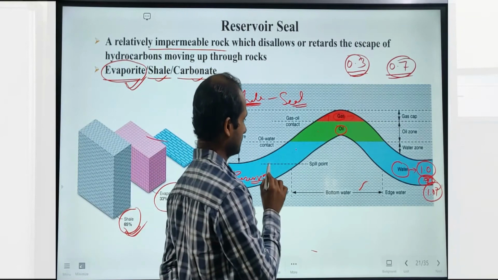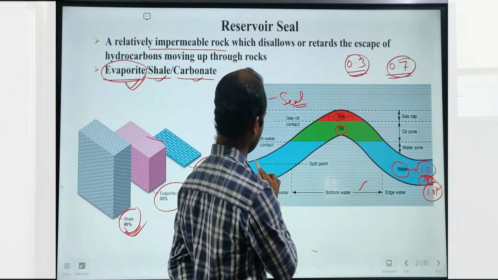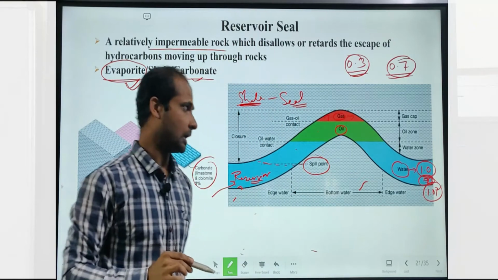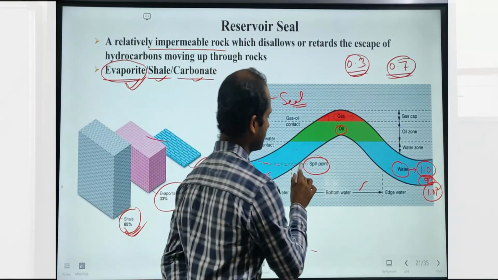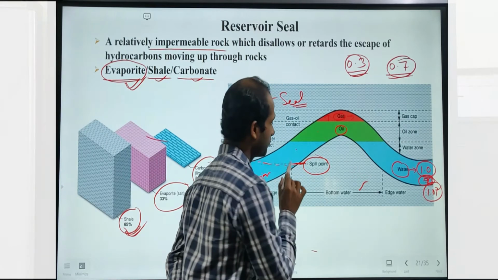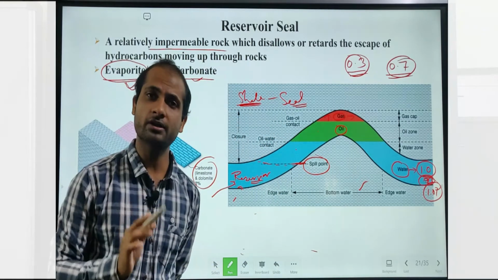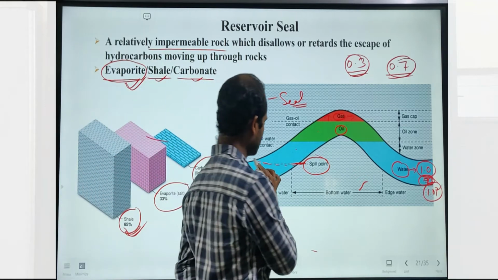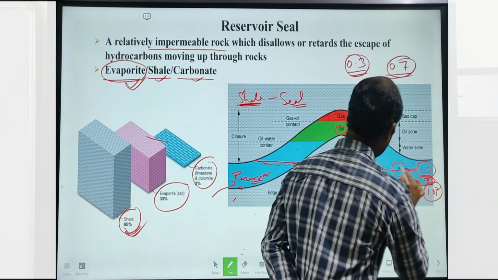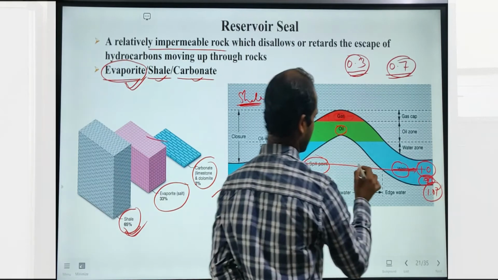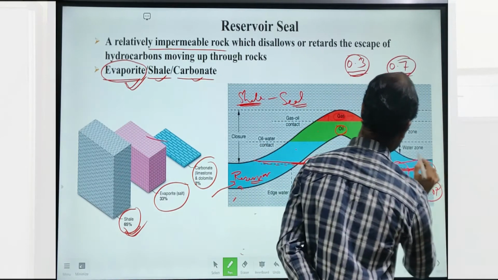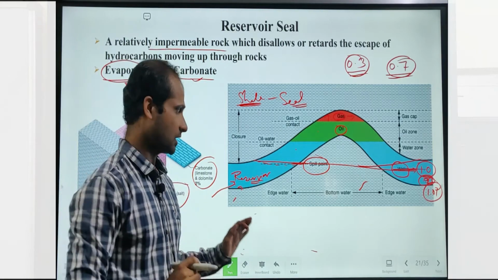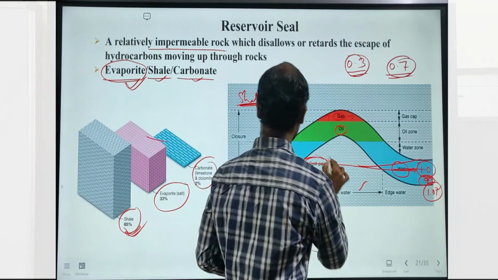For any structure there is a term called spill point. So what is a spill point? A spill point is a point below which we cannot get any structural closure. This is the maximum limit up to which we can get an accumulation of hydrocarbon in any structure, and that is known as a spill point.